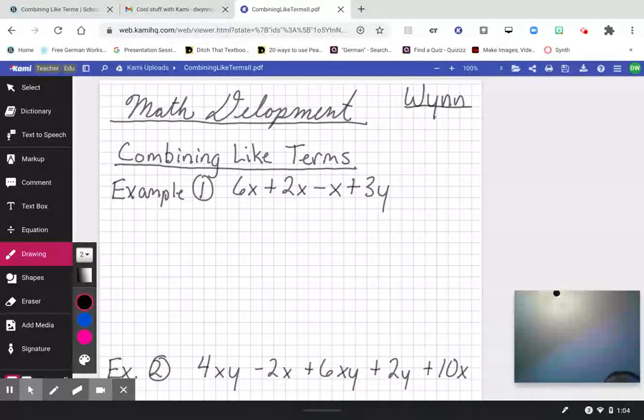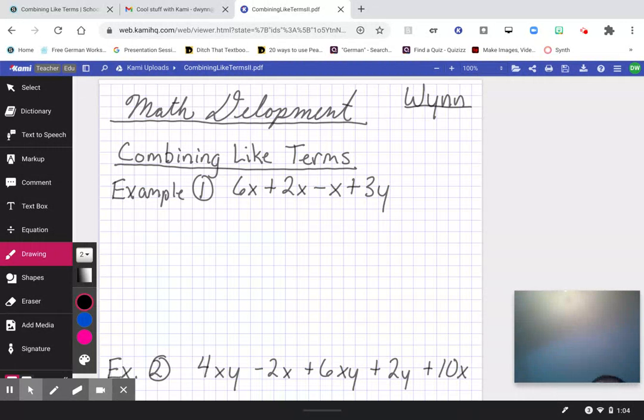All right, so we have a math problem here: 6x plus 2x minus x plus 3y. We need to figure out what the like terms are so that we can combine them and reduce this problem as far as it'll go. In order to do that, we're looking at the variables and the coefficients. The variables are the letters, the unknown values, and the coefficients are the numbers that appear before the variables.